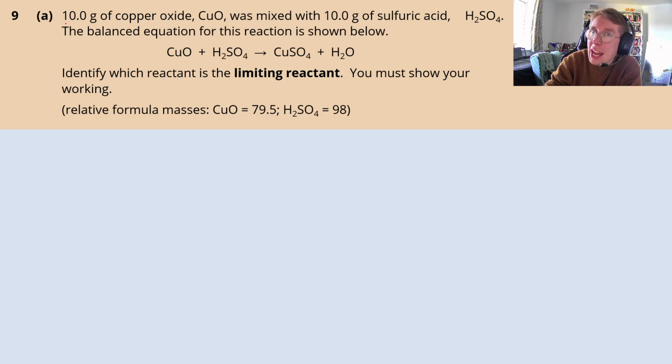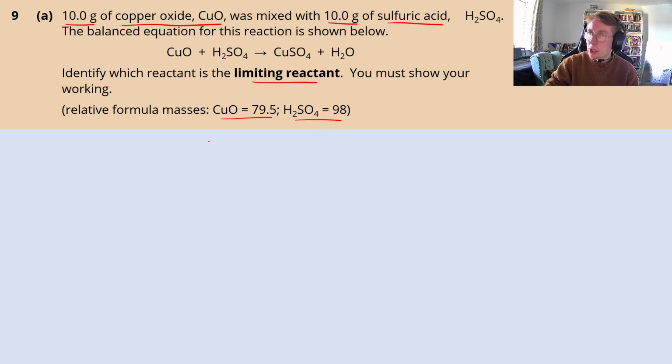So we've got 10.0 grams of copper oxide, CuO, and it's being mixed with 10.0 grams of sulfuric acid. And our job is to identify which of these is the limiting reactant. Now we're given the relative formula masses of the two substances that we're looking at, copper oxide and sulfuric acid here. So how do we approach this?